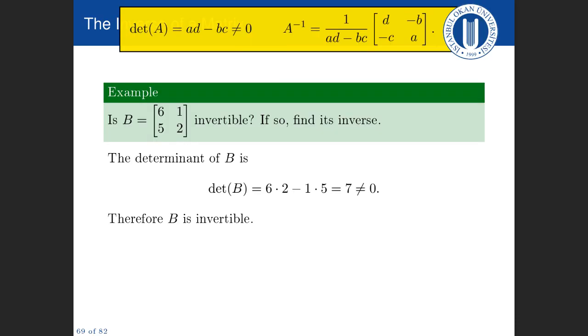So first, let's calculate the determinant. The determinant of B: we multiply the entries on the main diagonal, 6 multiplied by 2, and then we do minus BC, or minus the product of the other two numbers. So 6 multiplied by 2 is 12, minus 5 gives us 7. Because 7 is not 0, we know that this matrix is invertible. And then we can use the formula in the yellow box at the top to write down the inverse of B. 1 divided by the determinant, so 1 divided by 7.